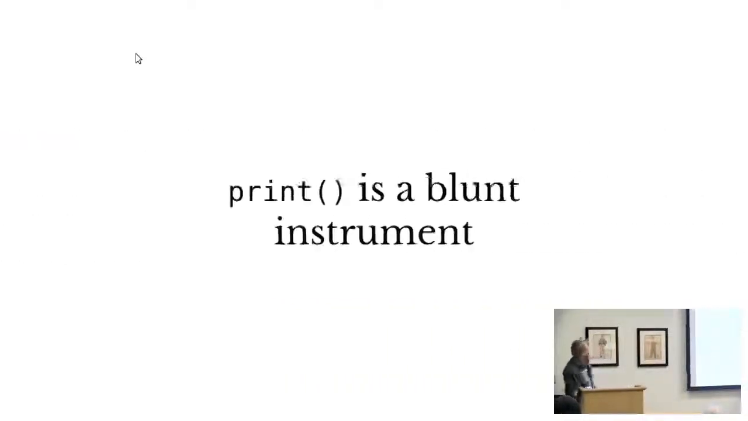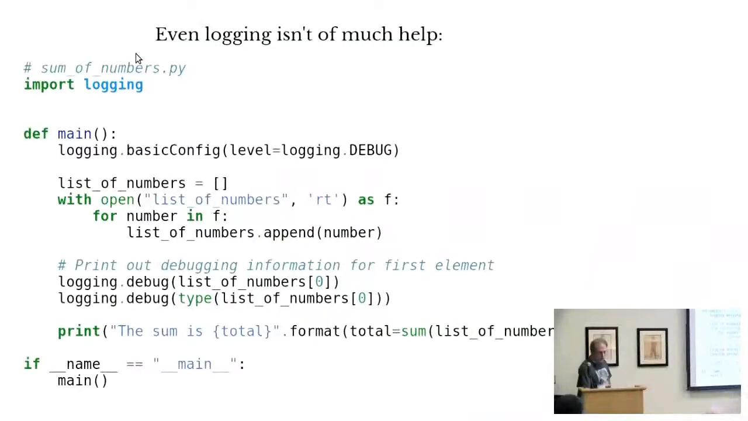But print is pretty much a blunt instrument. It's only going to show you what is represented by Python. So you may or may not get useful information out of print, especially if you're printing objects or something like that. It's not going to give you really good information. Logging isn't going to do a whole lot of good either. So if I throw all this instrumentation in here and then log out the number, what am I going to get?